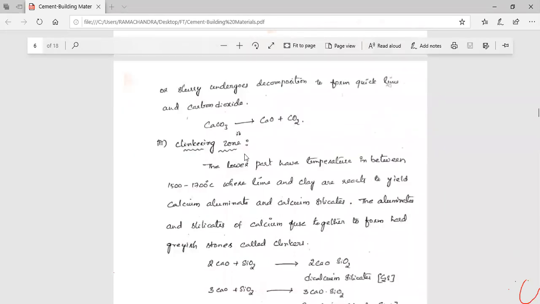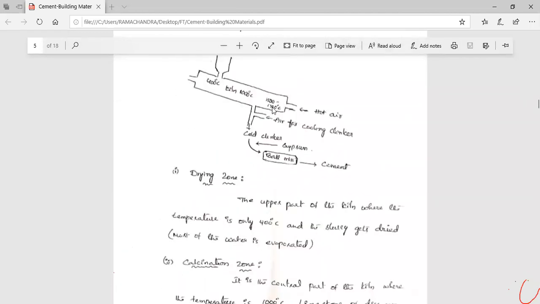Next, the clinkering zone, the next step. This is the lower part of the kiln, where we use the higher temperature we already discussed. In this lower part or bottom of the kiln, we use 1500 to 1700 degrees Celsius, where lime and clay react to give the yield. Yield means the product: calcium aluminate and calcium silicates.